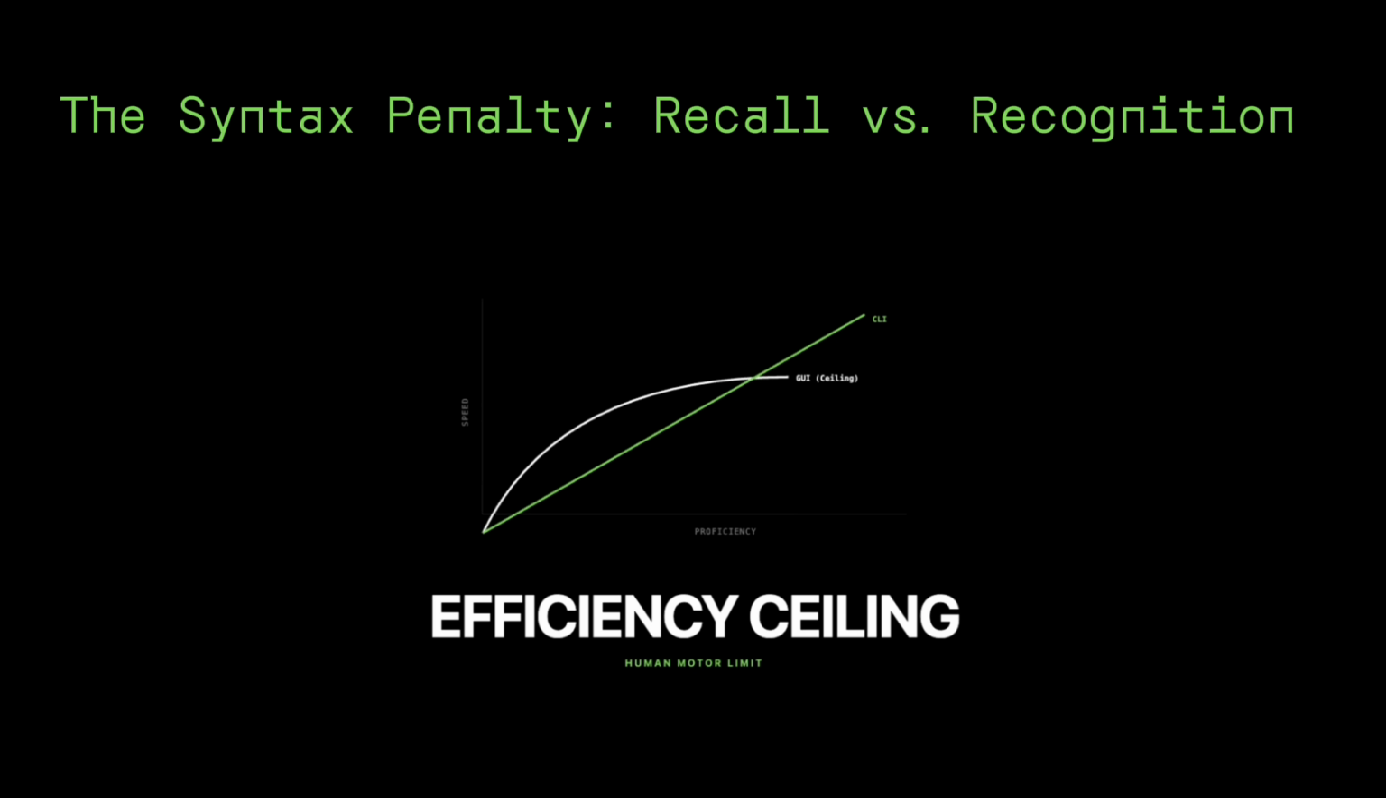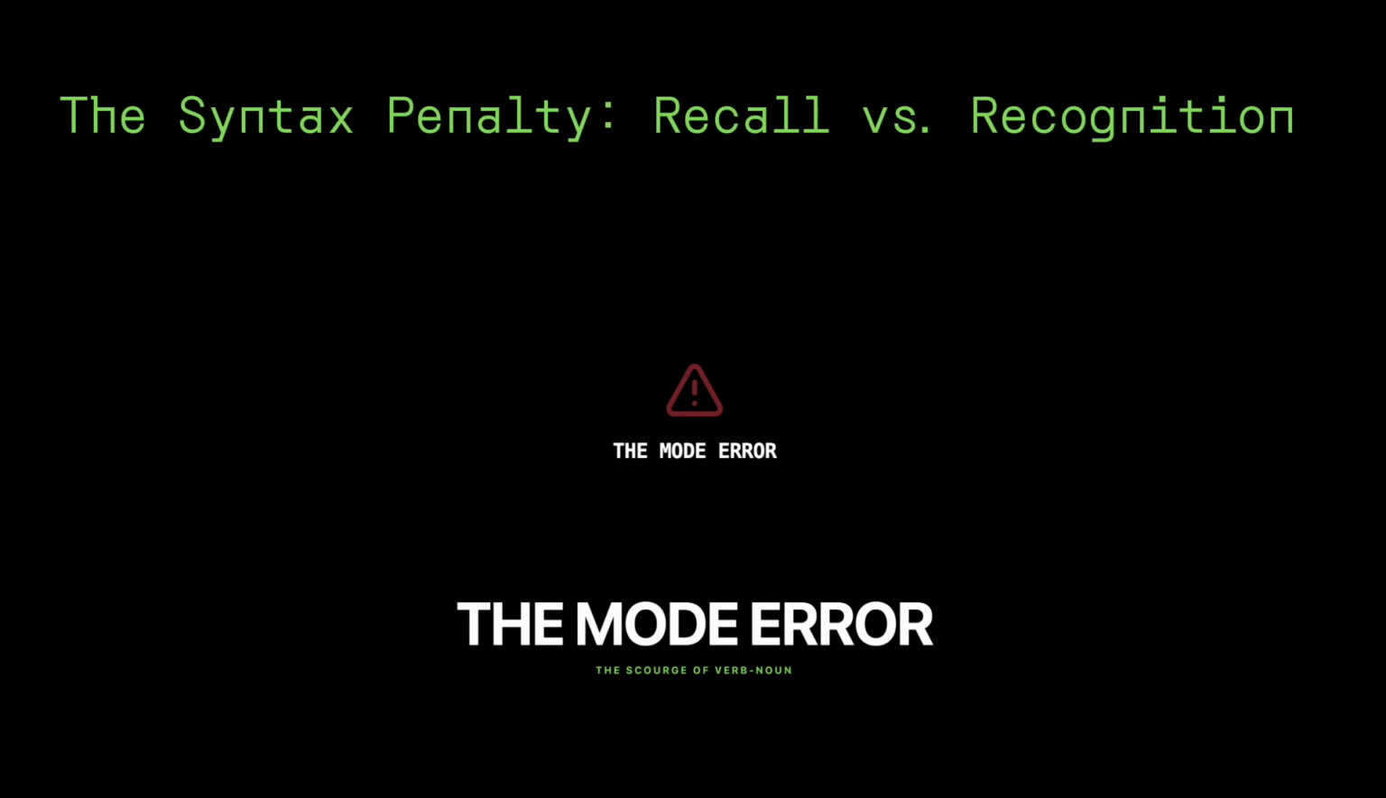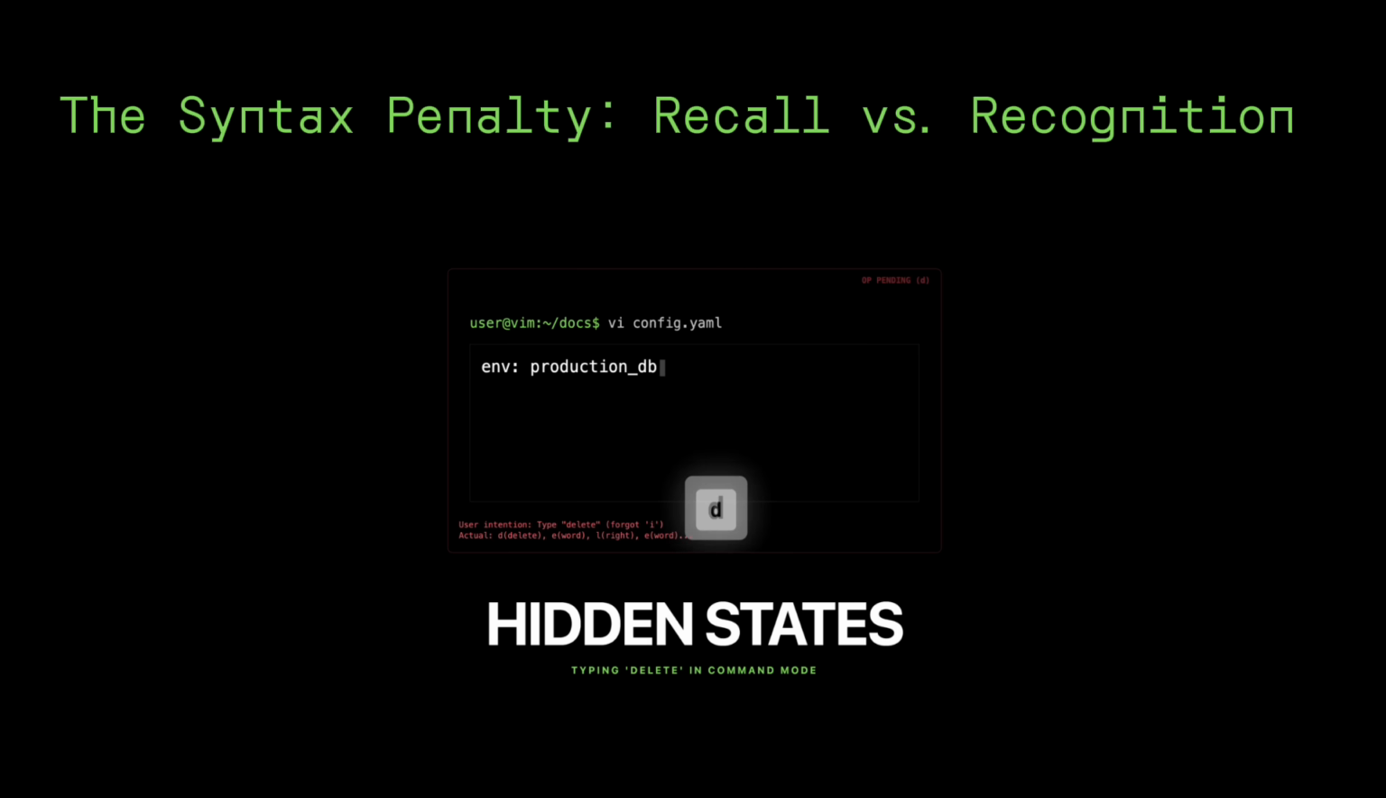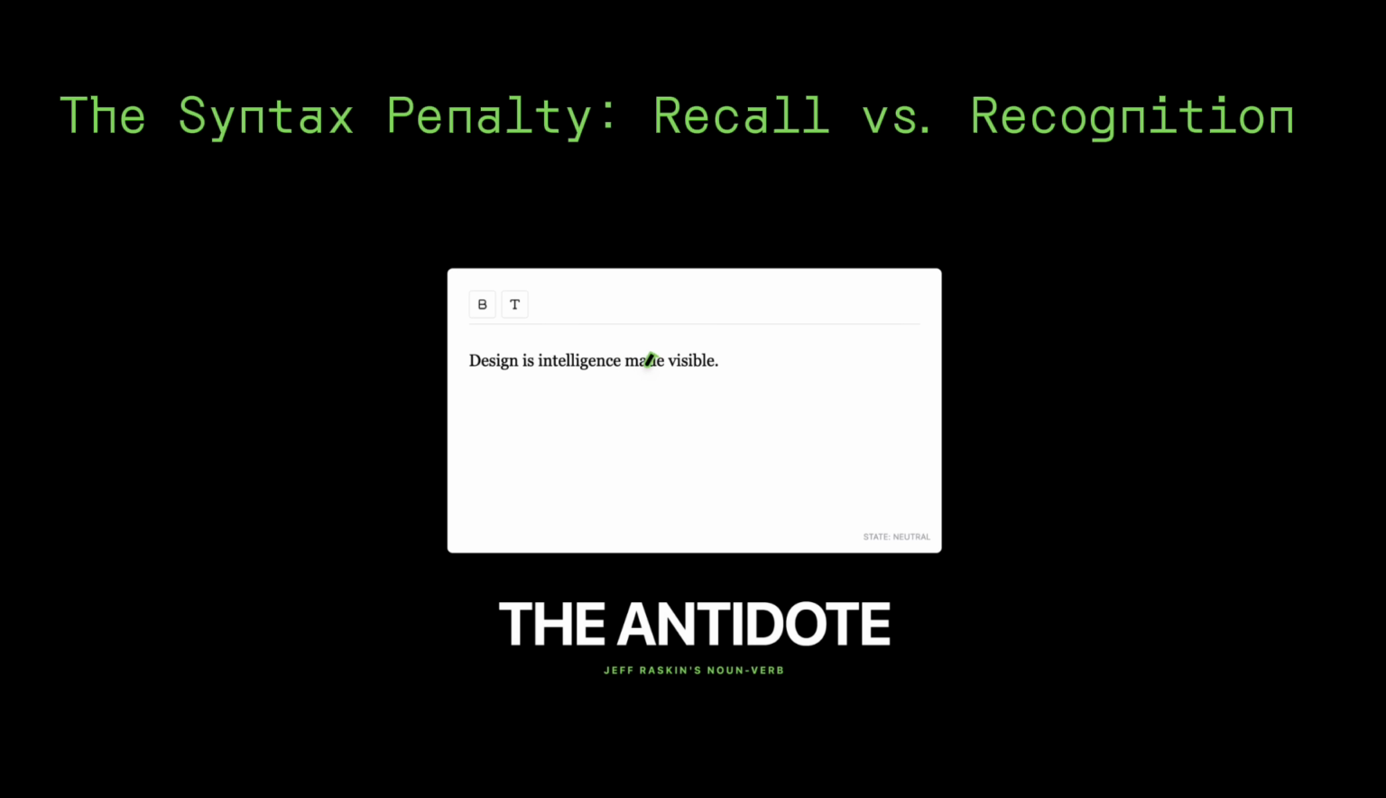This is why verb-noun command lines continue to dominate among developers and system administrators. The mode error is the scourge of the verb-noun interface. In a strict verb-noun system, the user initiates a command. If the user forgets that they are in command mode and tries to type a sentence, or if they mistype a target, chaos happens. Jeff Raskin identified the noun-verb interaction as a primary antidote to these errors.